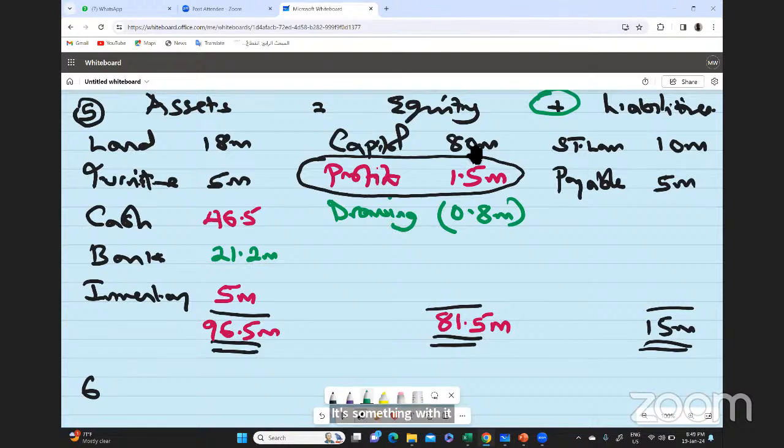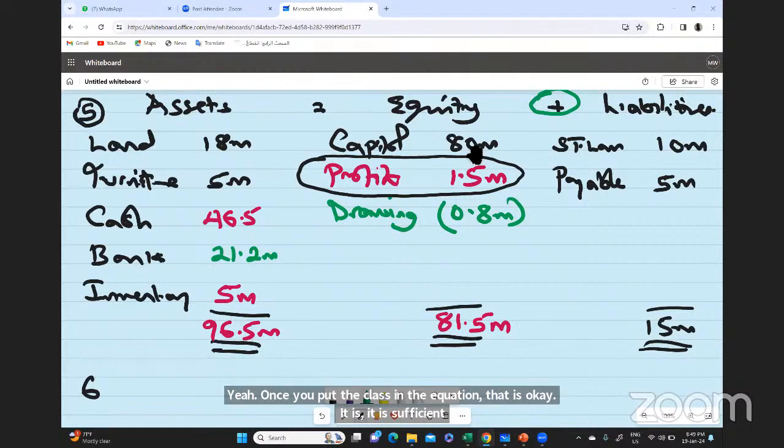Okay, no. As you're putting those transactions, you don't have to put the plus. Once you put the plus in the equation, that is okay. It is sufficient. Okay. Yeah. Thank you.